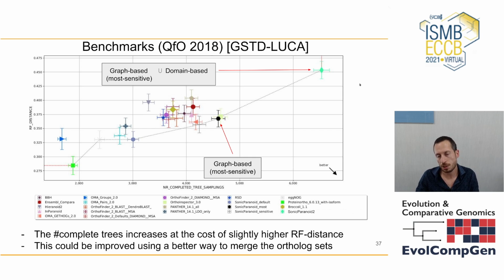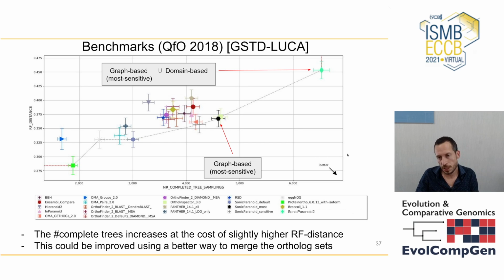Then the most important thing, when we merge this, we look at the results. We are showing LUCA because LUCA is basically the last universal common ancestor, and is the biggest data set. It will use most of the pairs that you give in input to the method. And as we can see here, this is the graph-based, in the most sensitive mode, the black one. You can see that in the green one we have an increase in the number of completed trees, but we also have a slight increase in the RF distance. So basically we are introducing some errors.